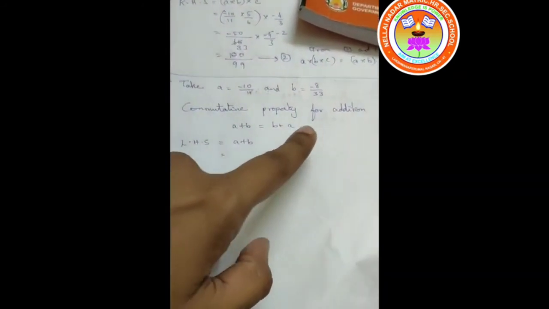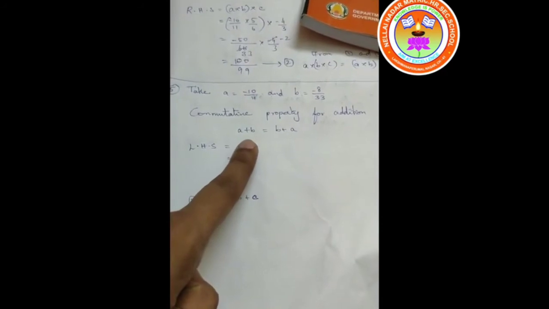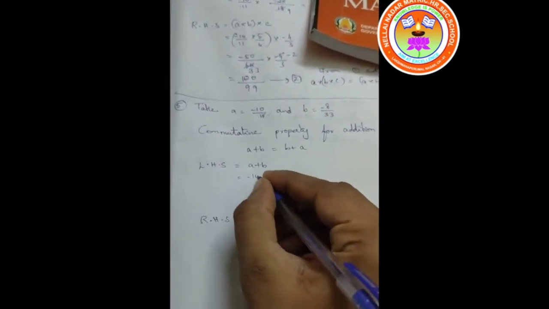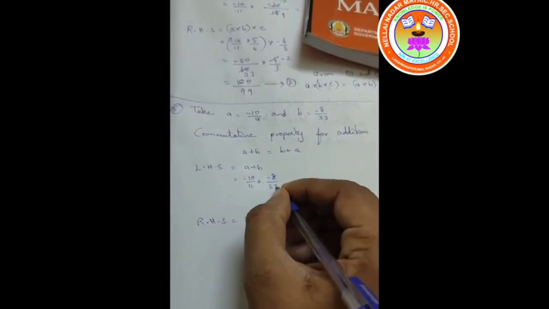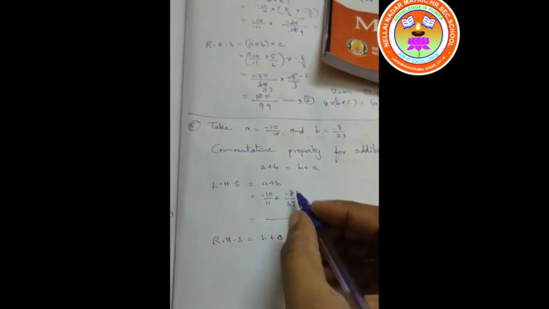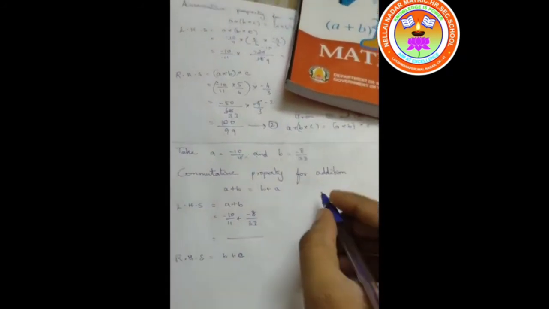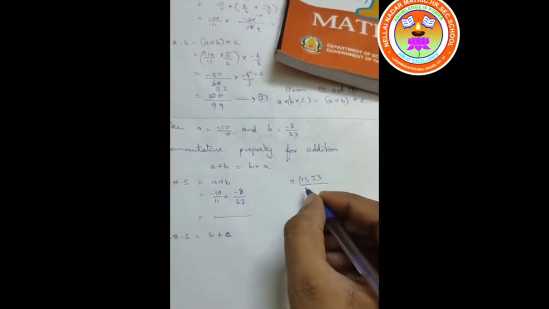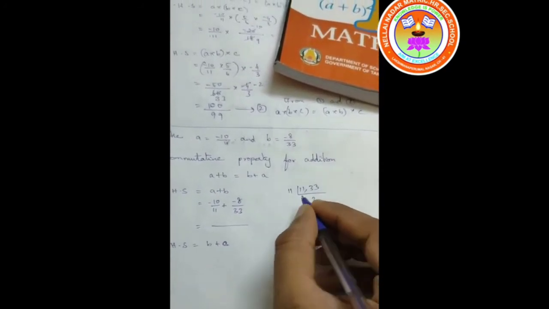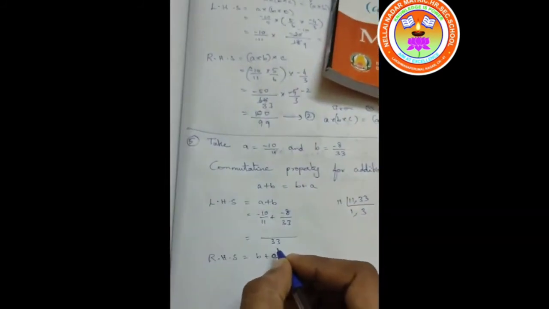Commutative property for addition. Commutative property means A plus B equal to B plus A. What is A plus B? This is given here. A is nothing but minus 10 by 11 and B is nothing but plus minus 8 by 33. You have to take LCM for 11 and 33. Here I am taking 11 and 33. The LCM is, if you do it in the 11 table, 1 time, this is 3 times. 3 11s are 33 is the LCM.